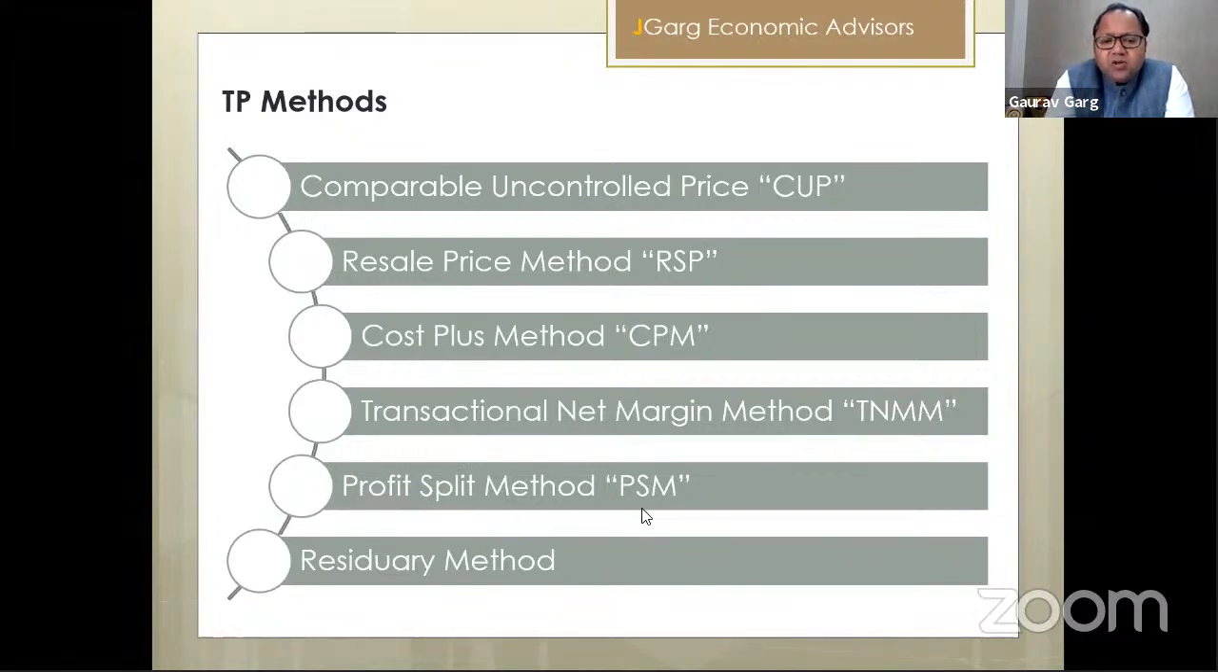As the name suggests, we try to split the profit. Let's say two entities are working together and contributing to a project, and both entities are bringing intangibles. So we try to apply the profit split method. Generally, we have two approaches to apply the profit split method. One is the total profit split method, and the second is the residual profit split method. Under total profit split, we compute the total profit earned in a transaction.